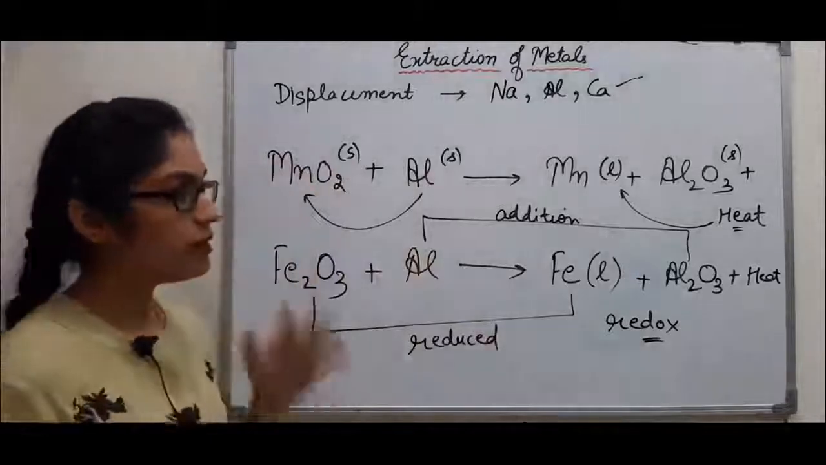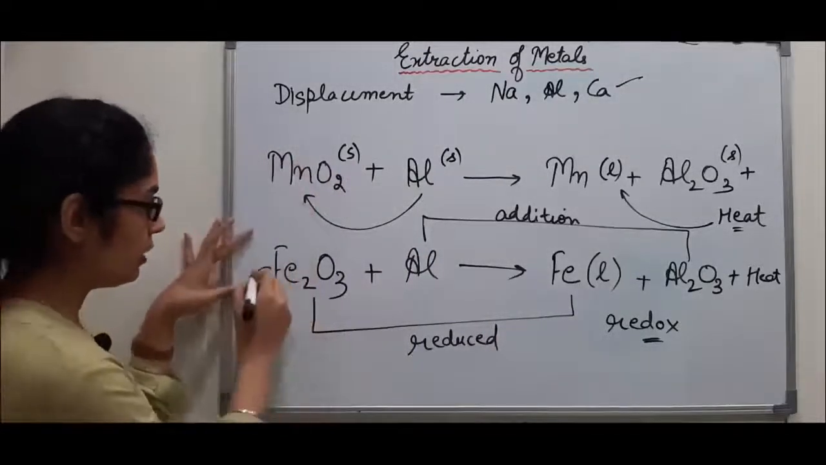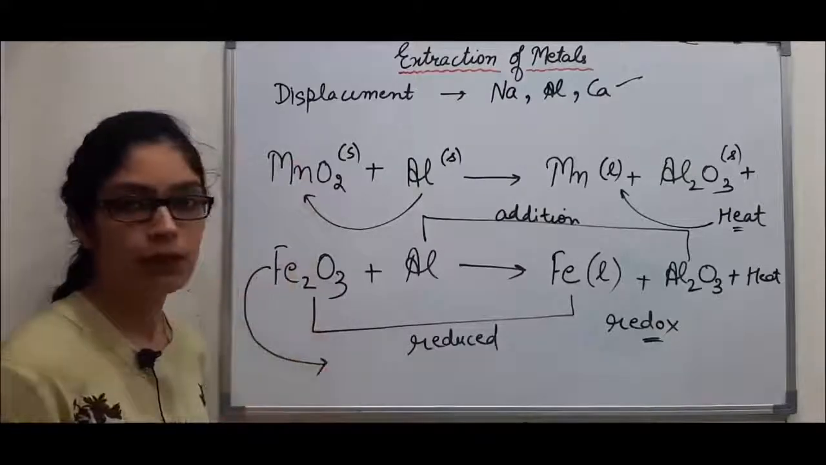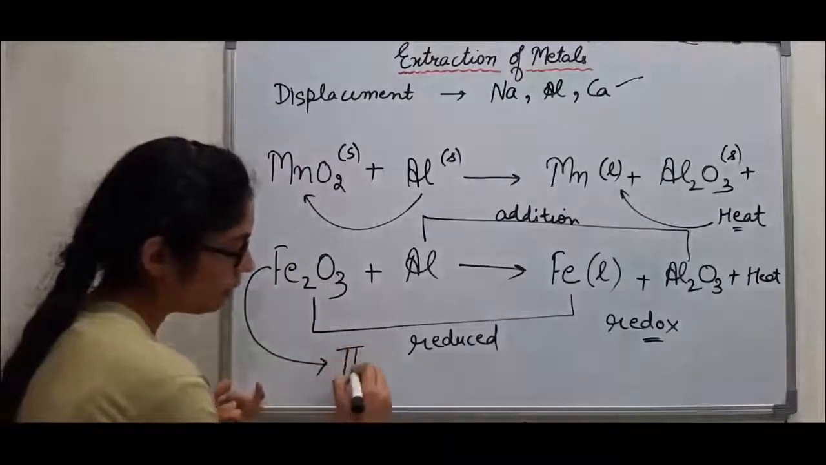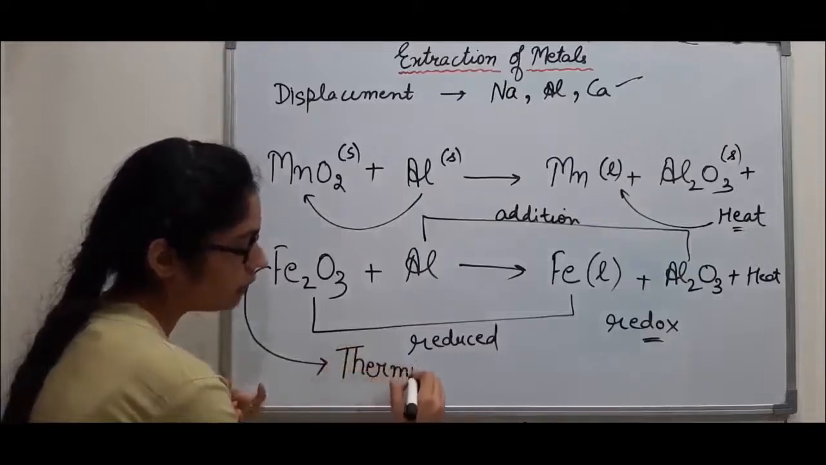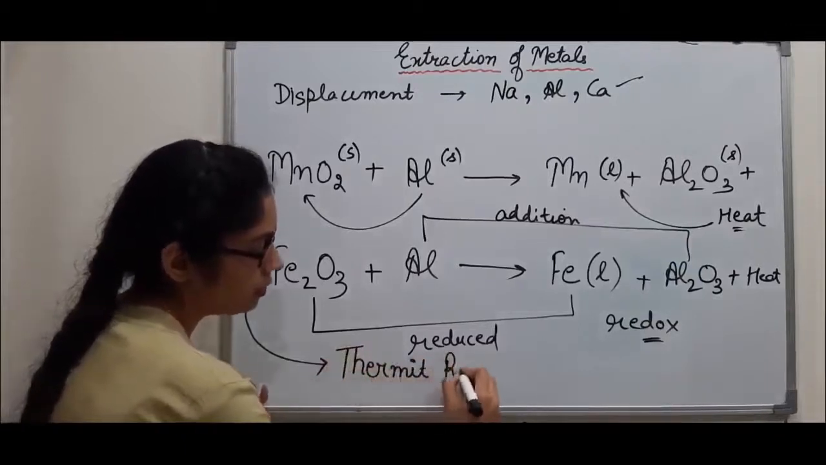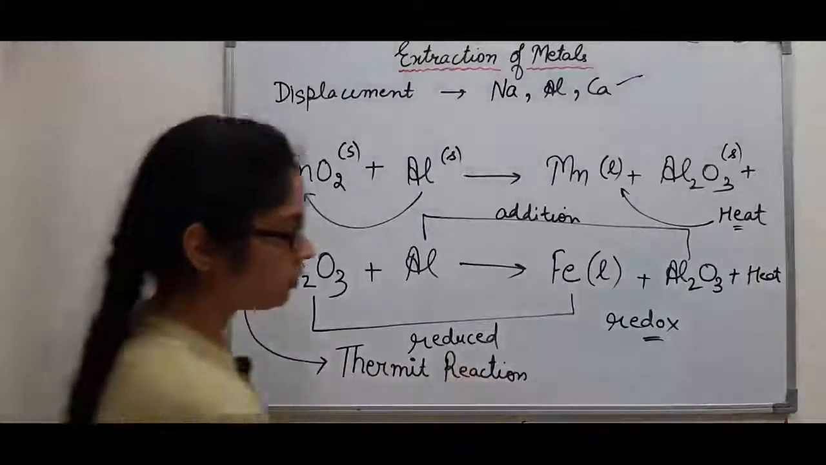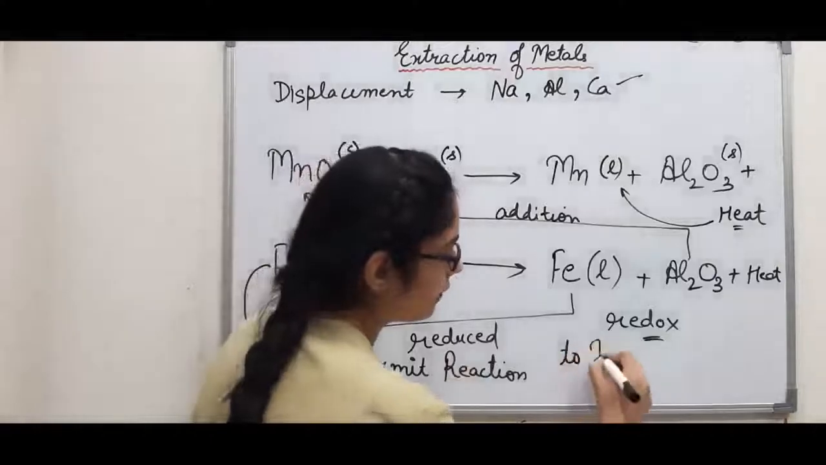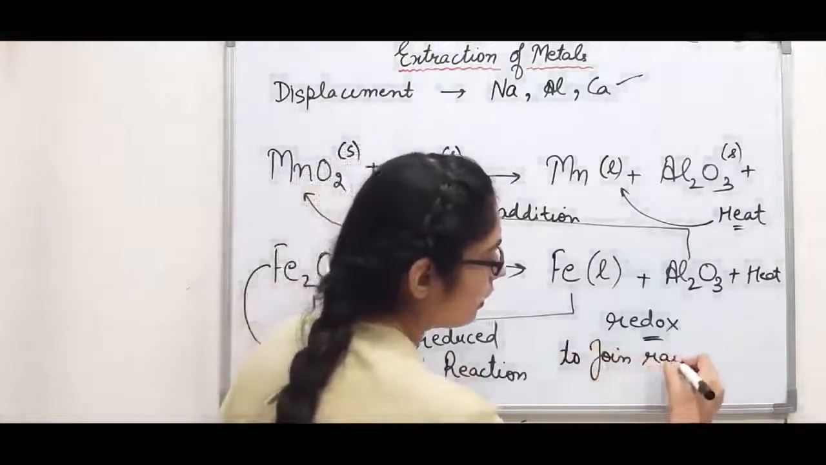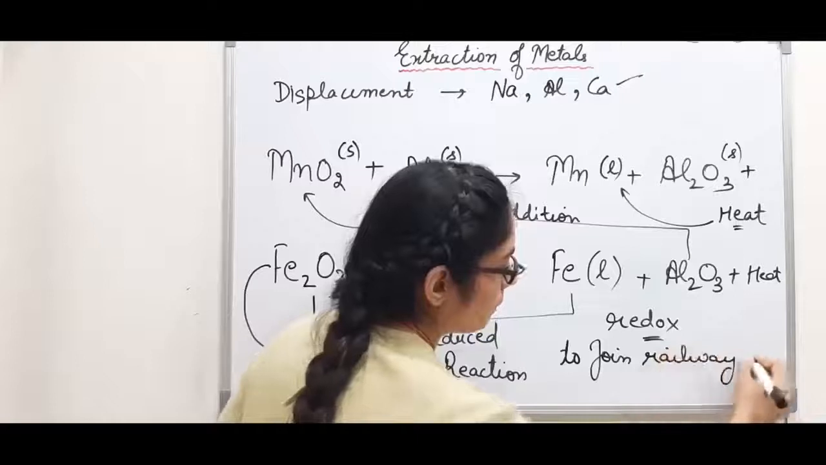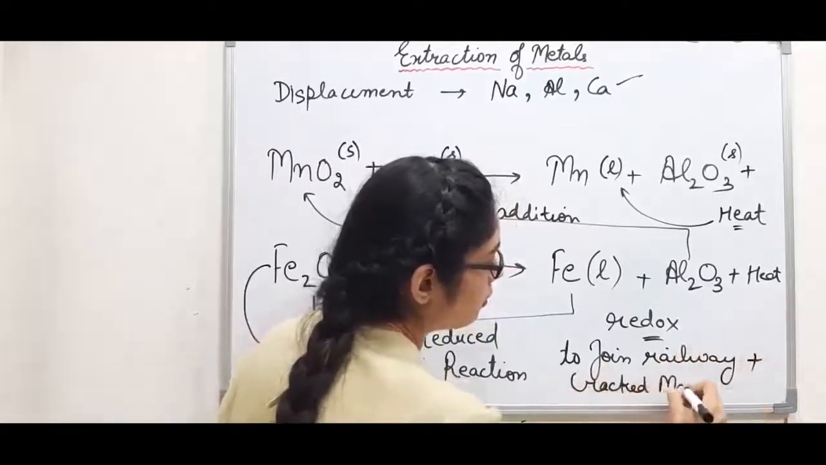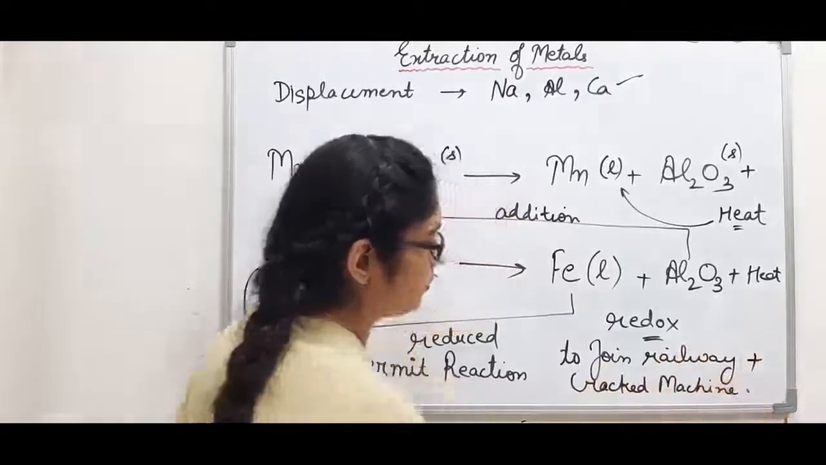You can balance these chemical equations. This is a very famous chemical equation, also known as the Thermit reaction. So you can remember the name of this chemical equation, Thermit reaction, and it is also used to join railway tracks and cracked machine parts. So you can remember this chemical equation.